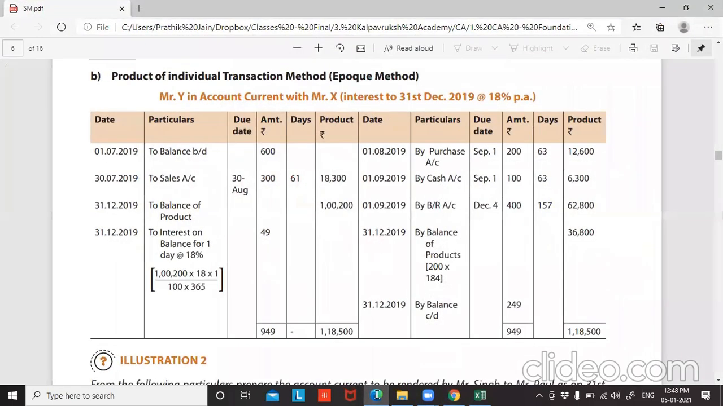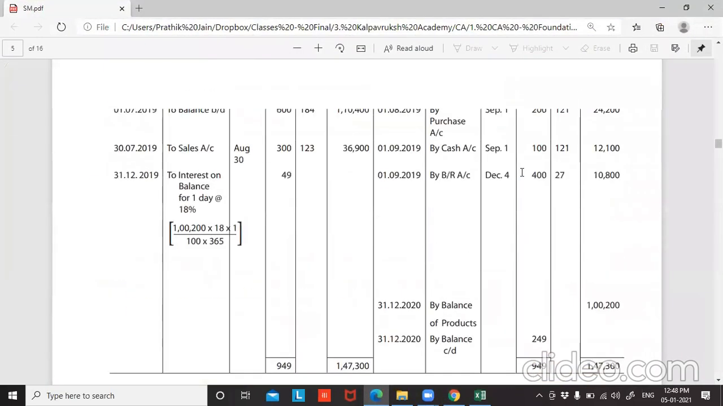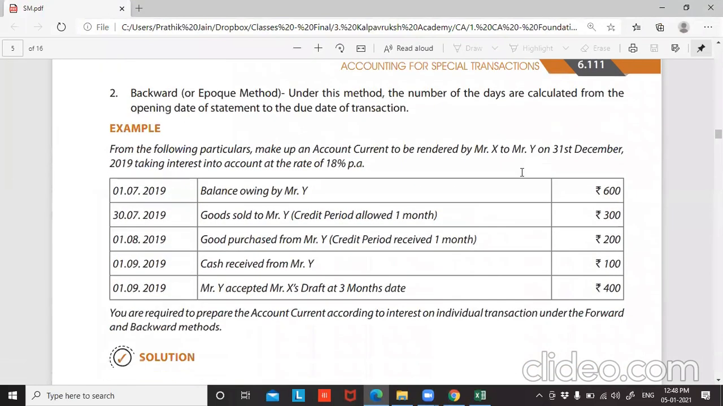So let's take an example. Guys, same example, if you remember, which we did in the last class using the product method forward. Just go through the question. It says: from the following particulars, make up the account current to be rendered by Mr. X. So Mr. X is giving to Mr. Y, so we are preparing in Mr. X's book. It is Mr. Y's account current with X. Mr. Y is my supplier, or he could be my customer, both. The statement has to be prepared for 31st December 2019, and the interest rate is 18%. All these transactions are given, guys. So let's do it.